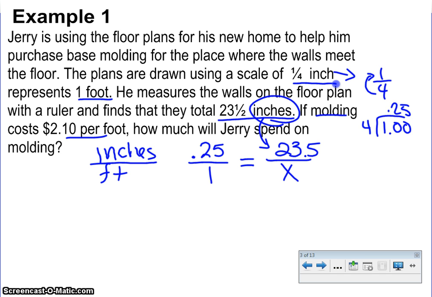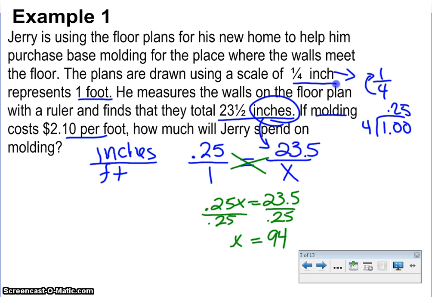So the first thing we have to do is find out exactly how many feet Jerry needs. So we've created a proportion, and whenever we have a proportion, it's one set of numbers equals another. We can do our cross multiplying. So I end up with 0.25x equals 23.5. And when I divide both sides by 0.25, I get that x equals 94 feet.